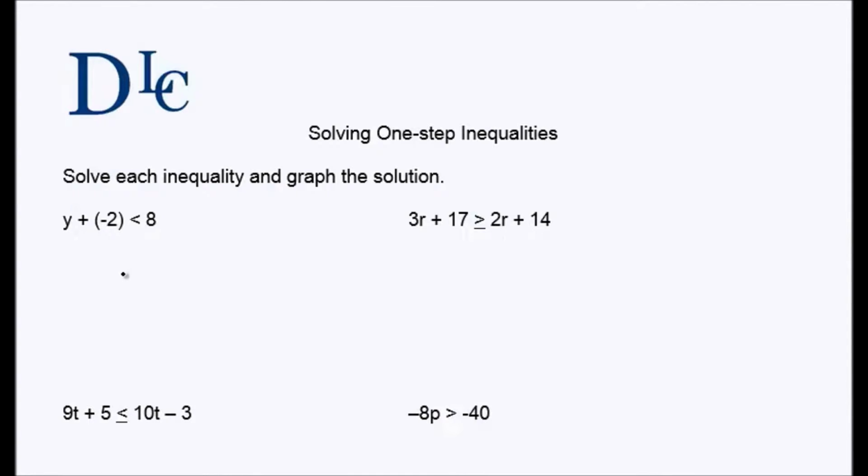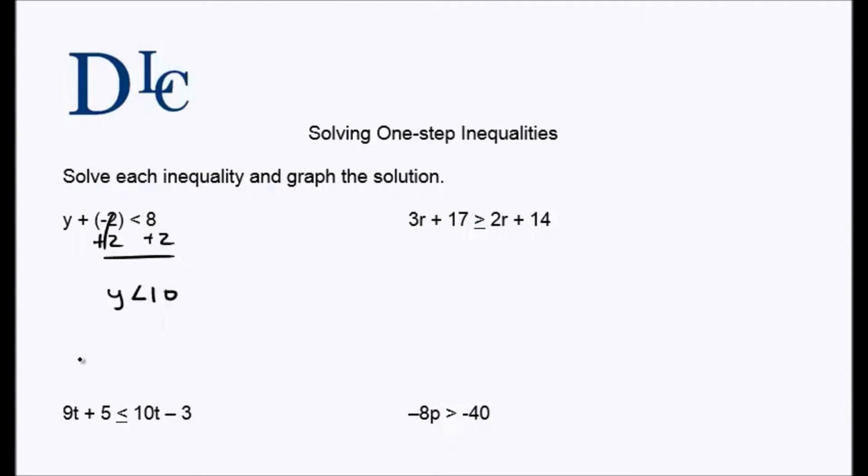So here, if I want y by itself, because at the end I want to see if y is going to be less than or greater than something, well, if I have a negative 2, I'm going to zero that out by adding 2 to both sides. So that's gone, so now I have y by itself, and 8 plus 2 is 10, and bring down your inequality symbol. So it looks like y is less than 10.